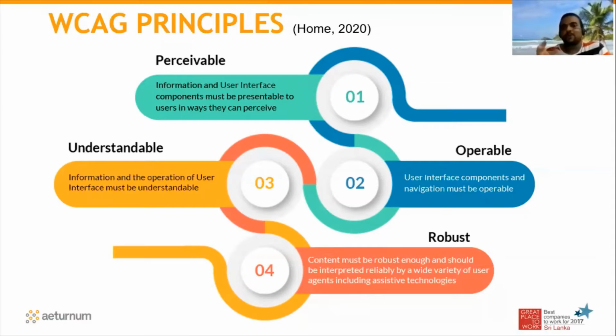Okay, what do we mean by operable? User interface components and navigation must be operable. For example, take website navigation. Suppose we don't have a mouse, so the website should be accessible using our keyboard. That is operable. It's not only keyboard accessibility; it covers a lot more areas, and I'll show you later on in the slides. And the third one, understandable. Information and operation of the user interface must be understandable. What do we mean by this?